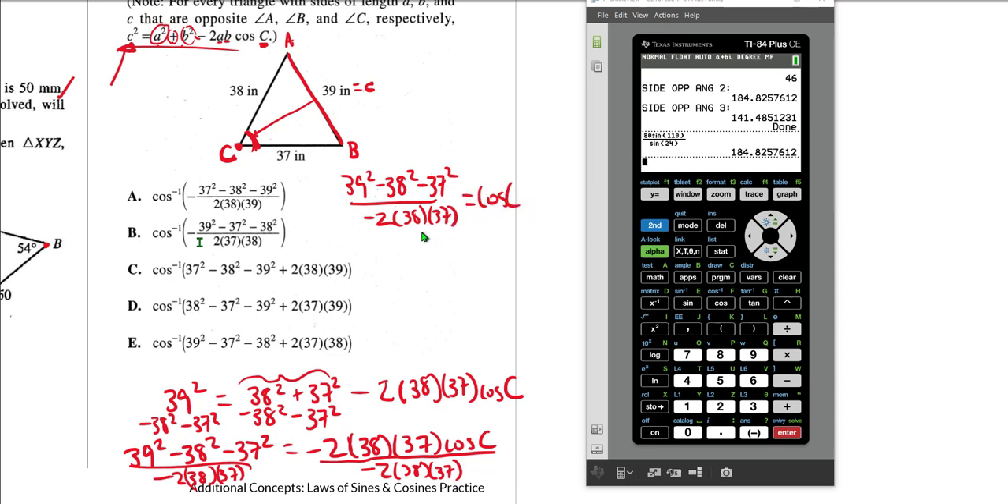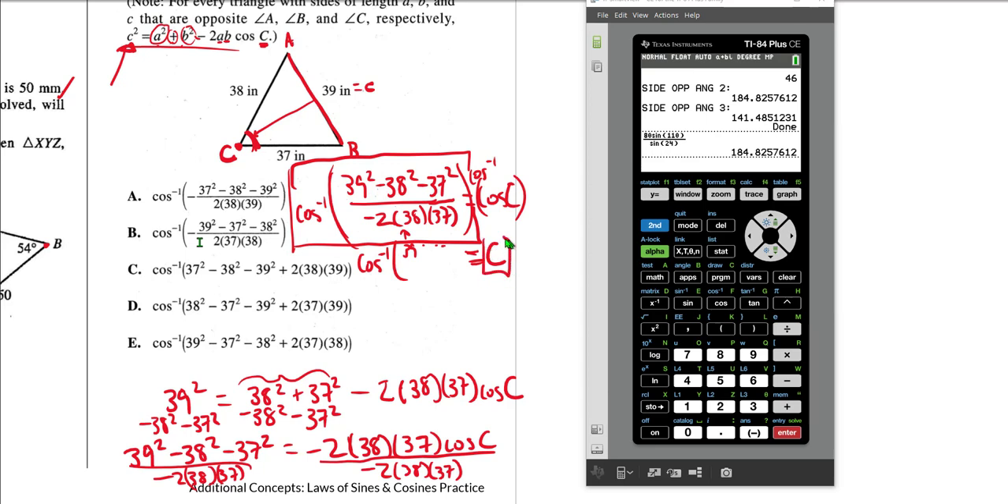And for those of you who are familiar with inverse trig functions, you will know that in order to isolate this C, in order to get this C out of the cosine function, we will have to take the inverse cosine of both sides of this equation. And by doing that, we free the angle C from the cosine function. On the left, we just have cosine inverse of all this stuff that's in parentheses up here. So really, this is going to be the measure of angle C, the inverse cosine of all this mess.